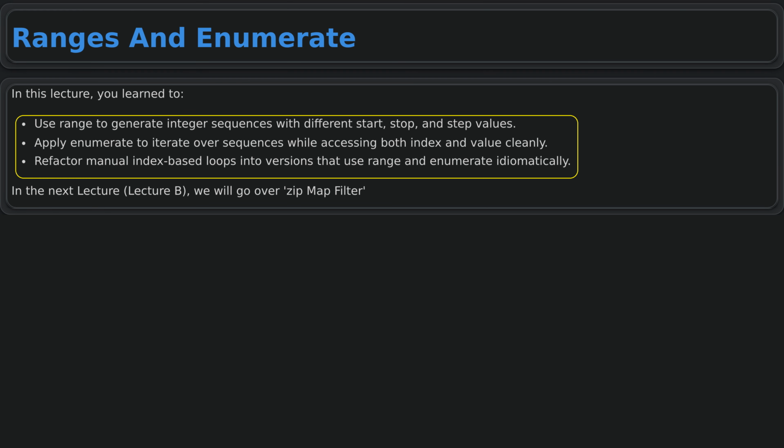In this lecture, you learn to use range to generate integer sequences with different start, stop, and step values. Apply enumerate to iterate over sequences while accessing both index and value cleanly. And refactor manual index-based loops into versions that use range and enumerate idiomatically. In the next lecture, Lecture B, we will go over zip, map, and filter.